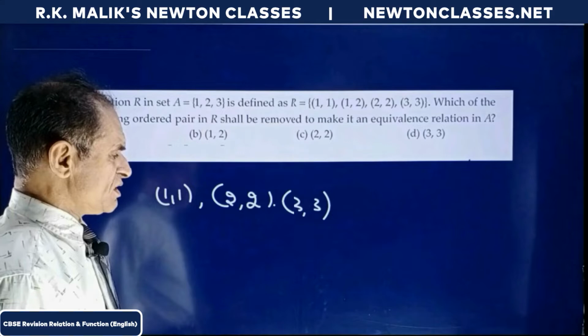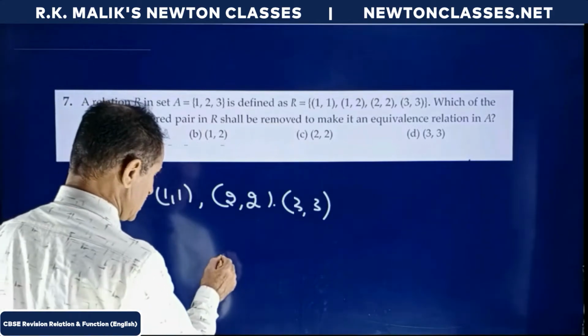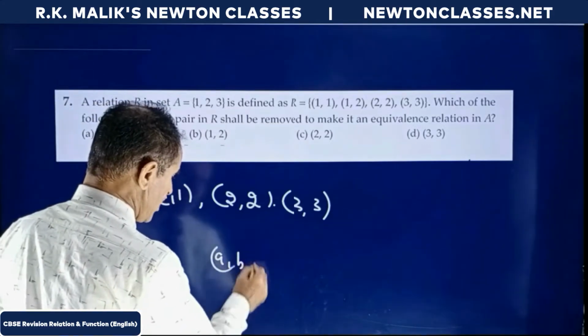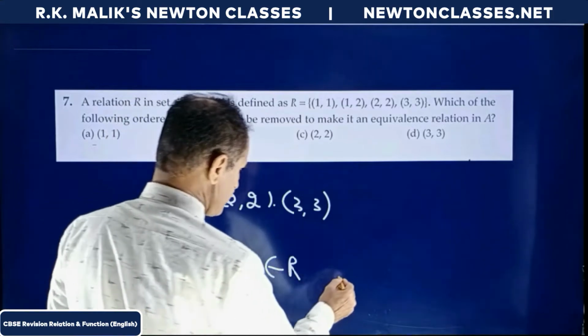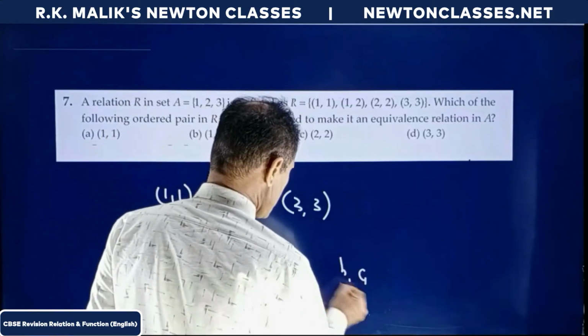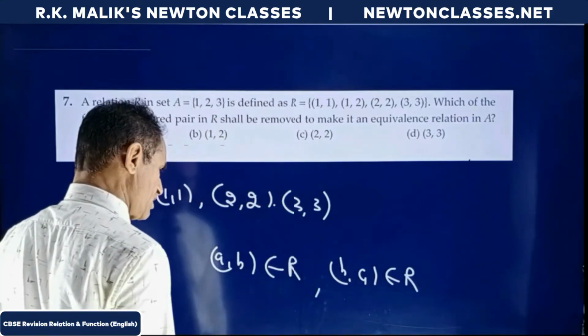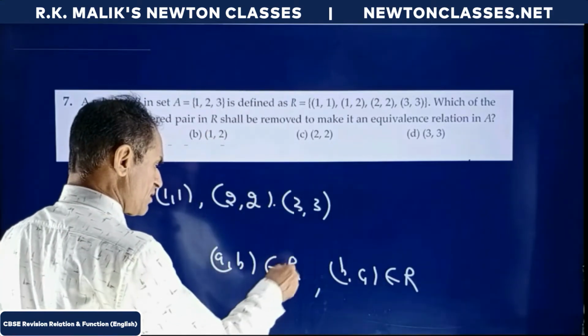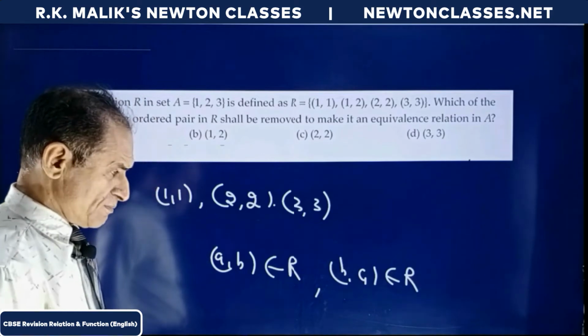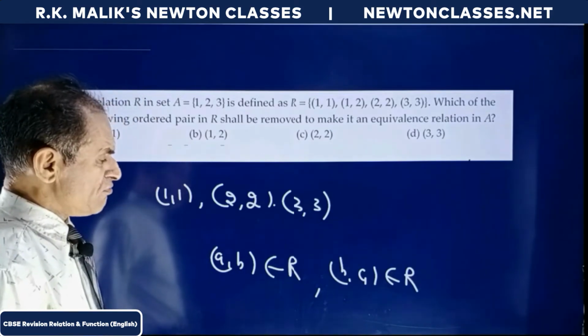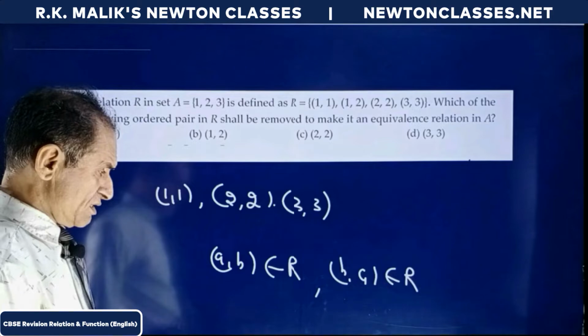For the relation to be symmetric, we know that if (a, b) belongs to R, then (b, a) must belong to R. In every case, whenever (a, b) belongs to R, (b, a) must belong to R. Then only the relation will be called a symmetric relation.